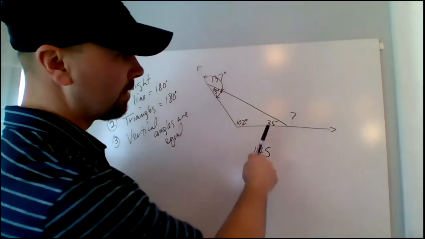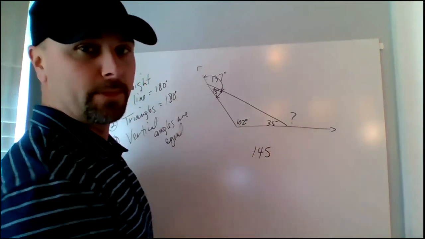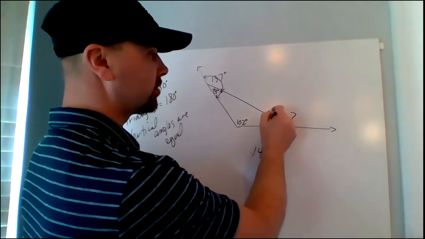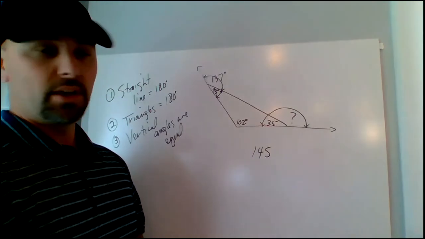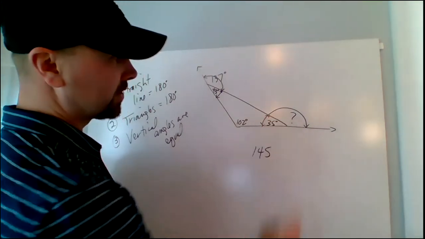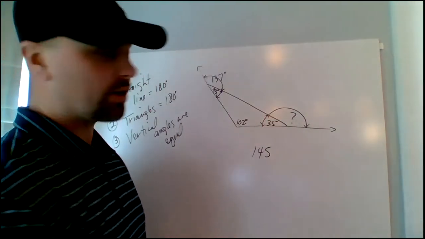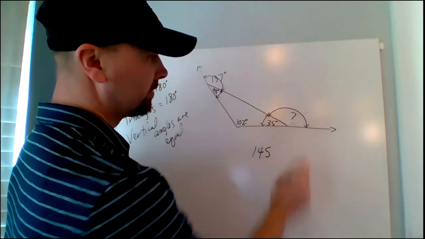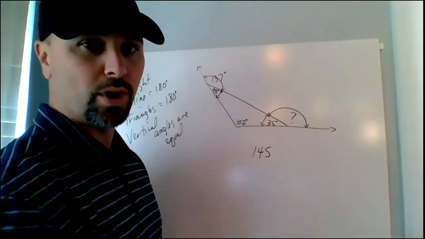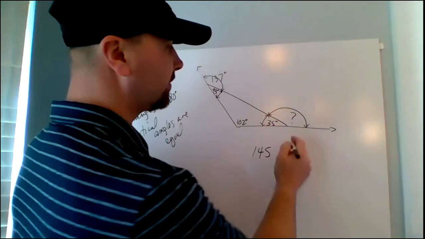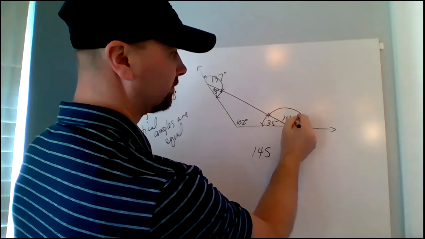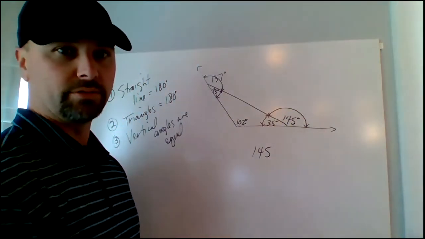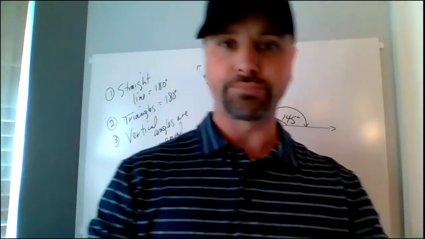All right, we're almost there. Got to go back to the straight line is 180 idea. We can see part of this 180 is here. That's the 35. This is the rest. 180 minus 35 is 145. Okay.